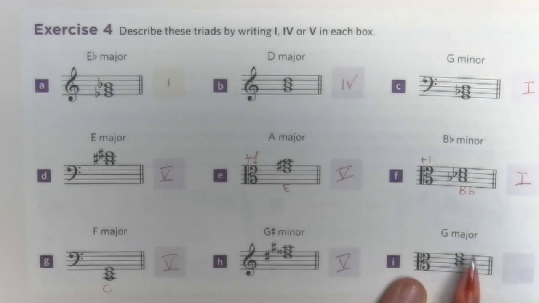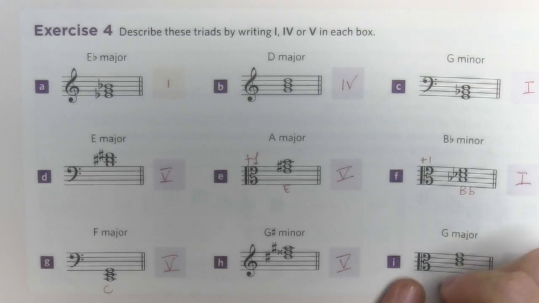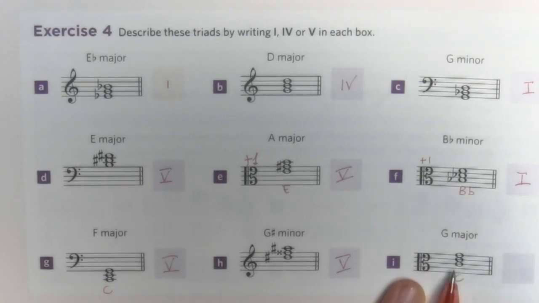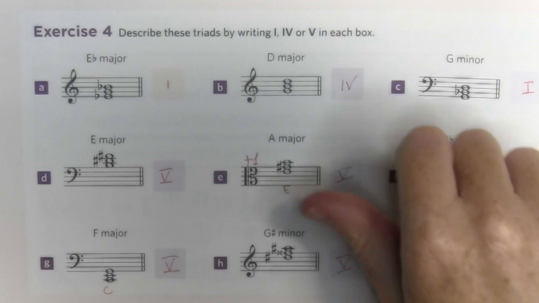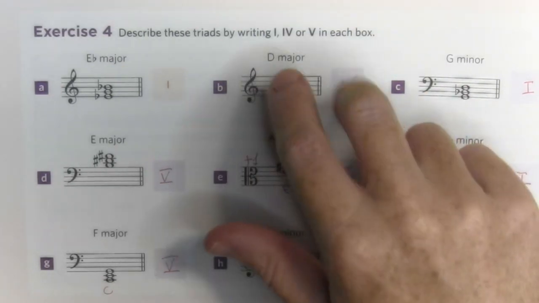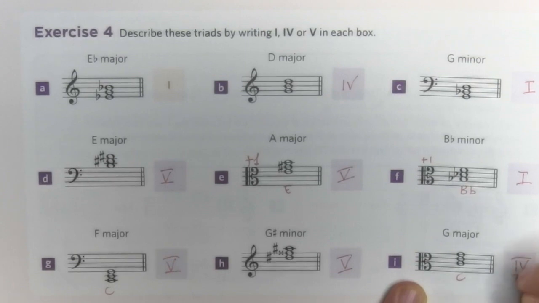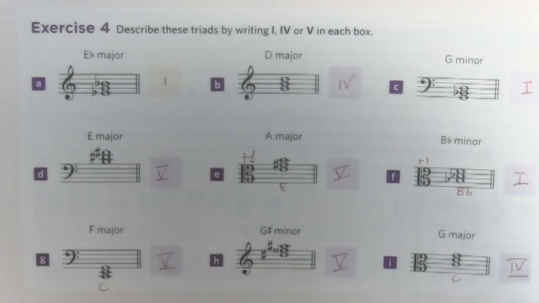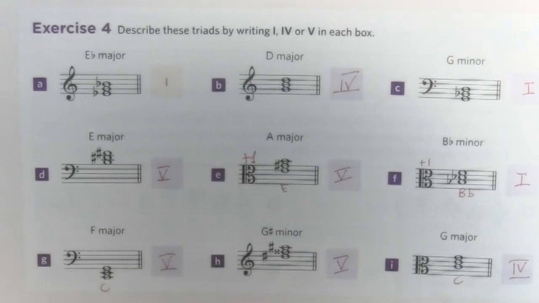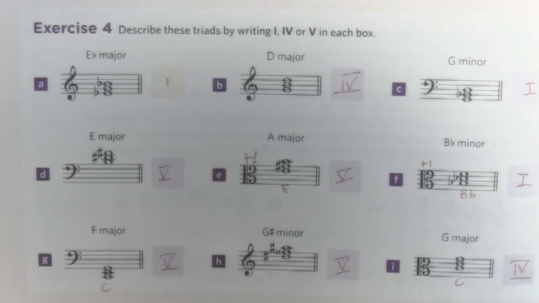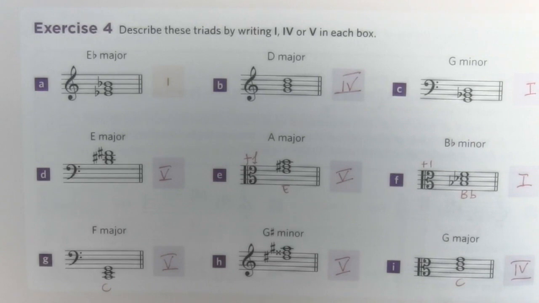So G major, this is B plus 1 is Do. And Do for G major is the 4th. Sol, La, Si, Do. So 4th degree. Done. That was very quick. Now in the next exercise we need to write the chords.